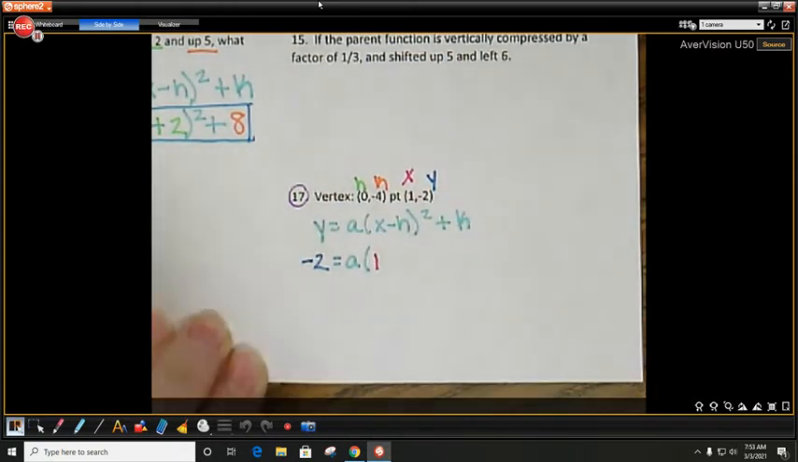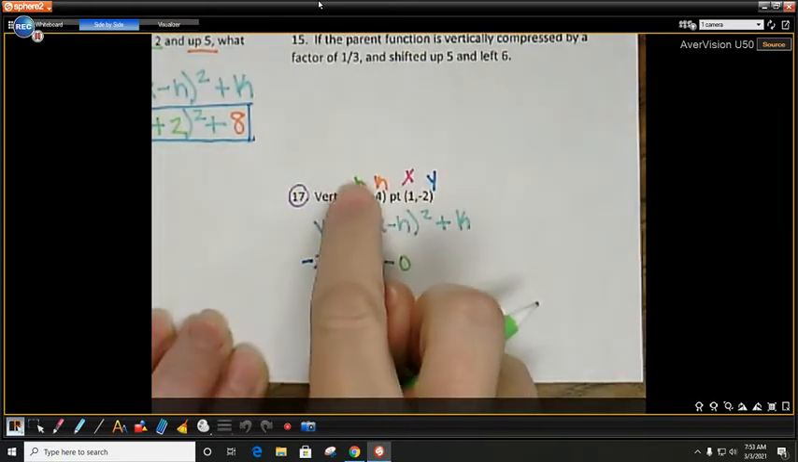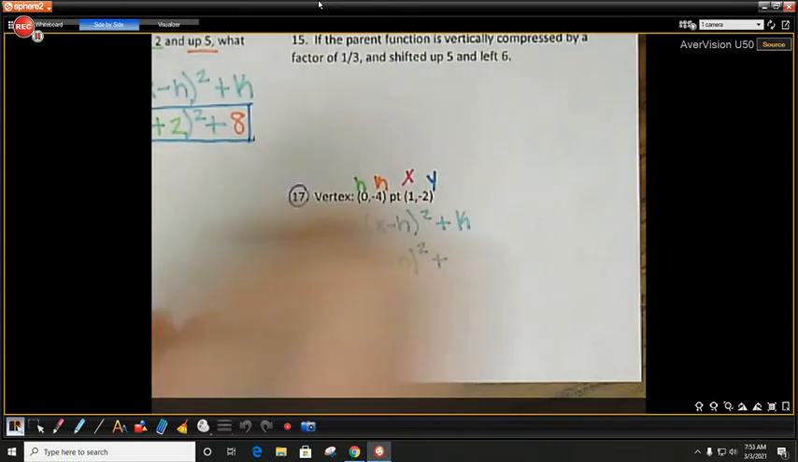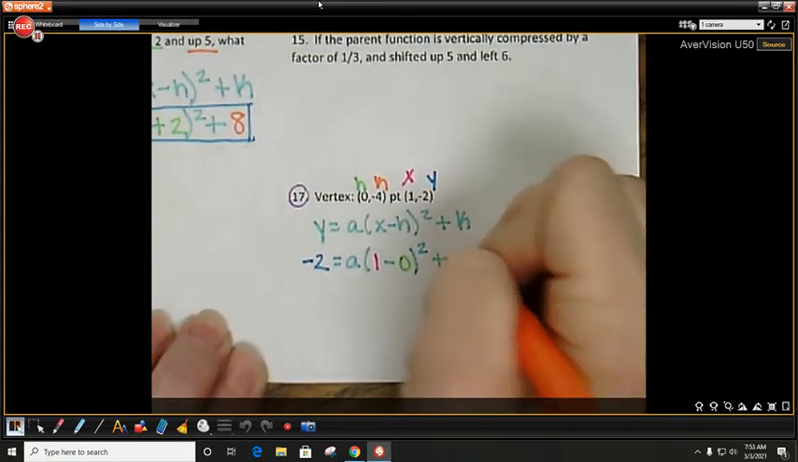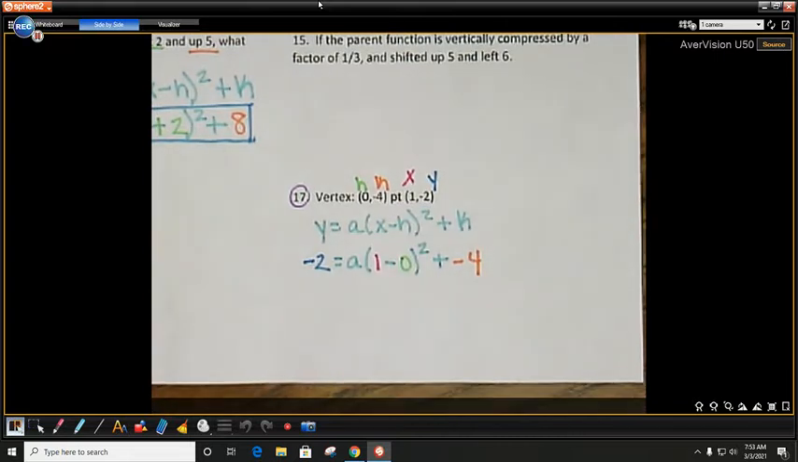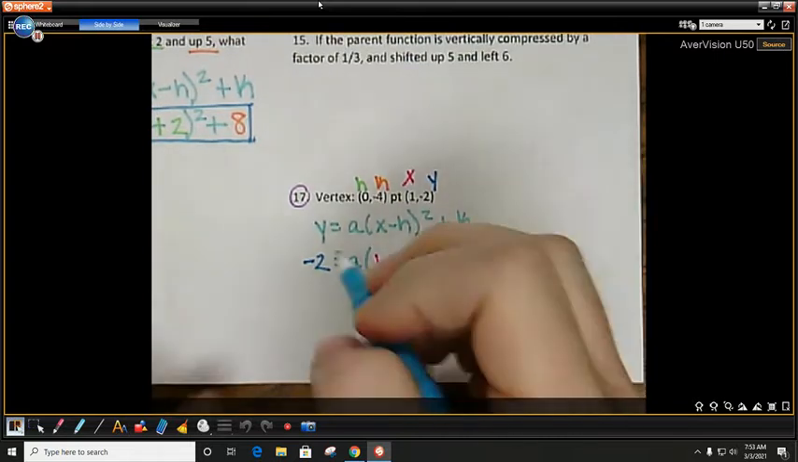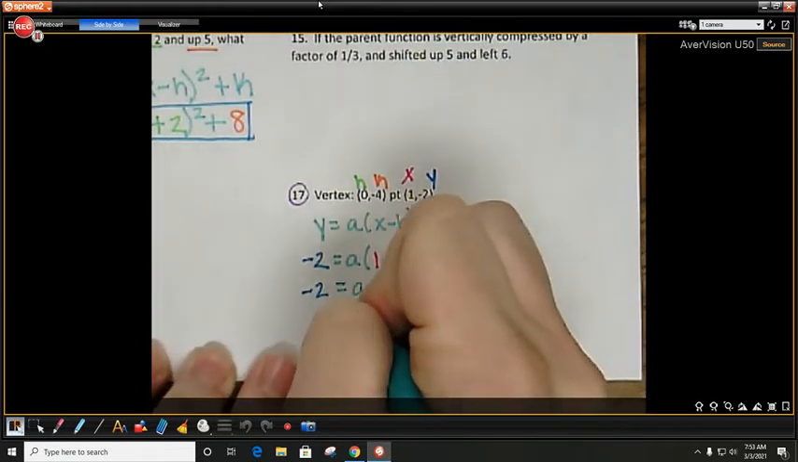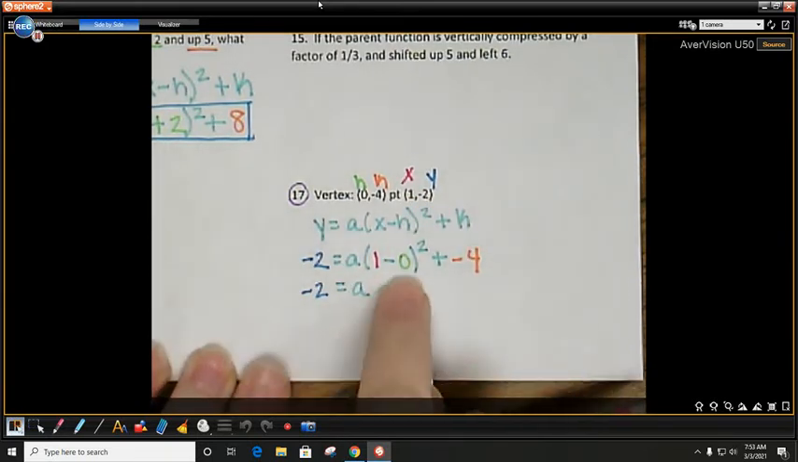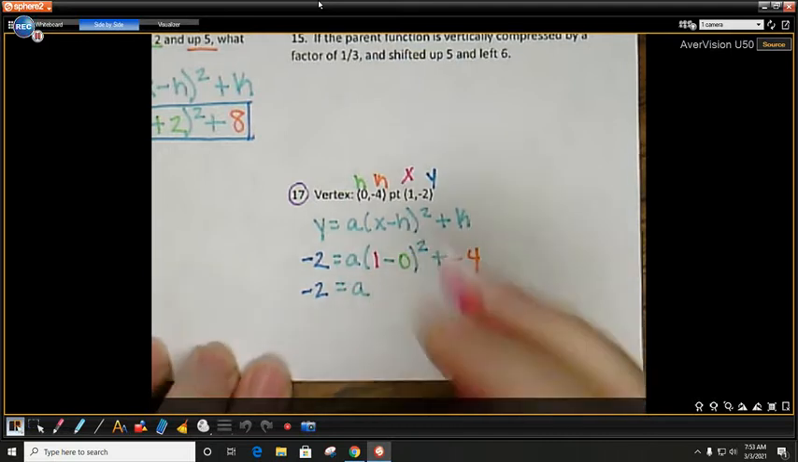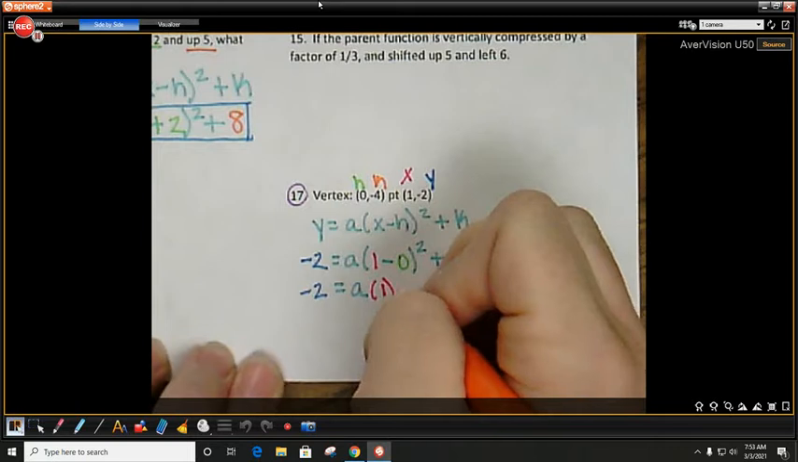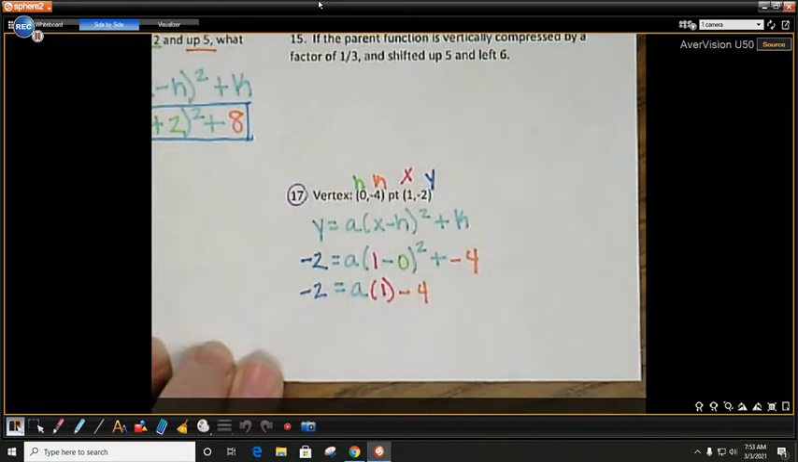minus h, which h is 0, squared plus k, which my k is a negative 4. So I substituted all my values properly. Now we need to simplify. So negative 2 just stays negative 2, and I get equals a times 1 minus 0 is 1. 1 squared is just 1. And then positive negative 4 just becomes a minus 4.